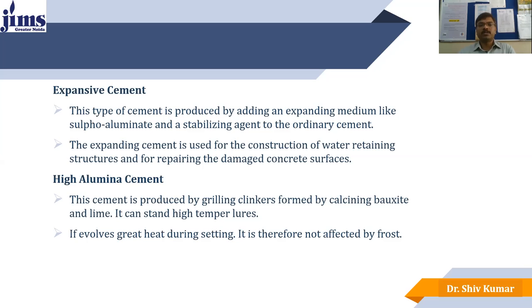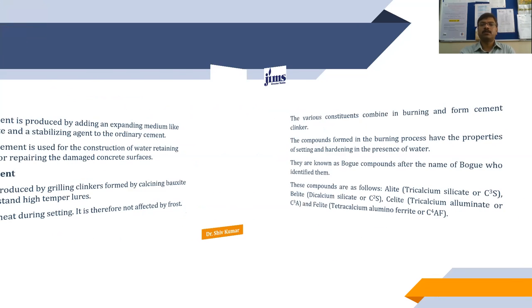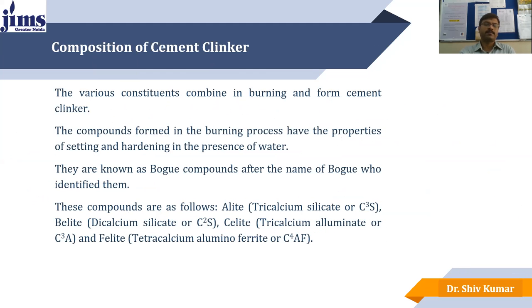Next one is the high alumina cement. This cement is produced by grinding clinkers formed by calcining of bauxite and lime. It can stand high temperatures. It evolves great heat during setting and is not affected by frost.